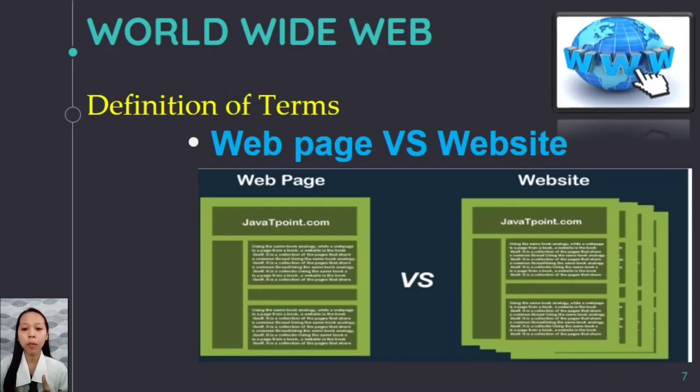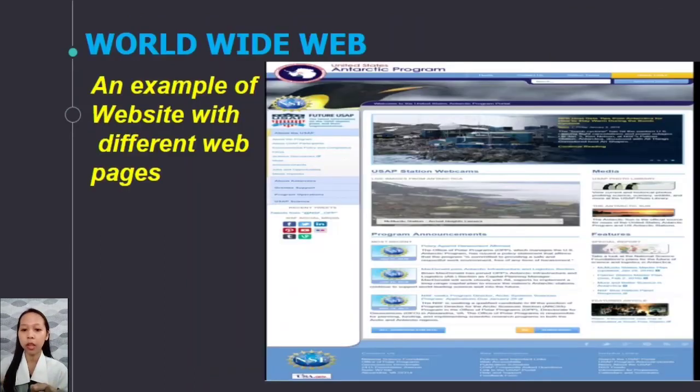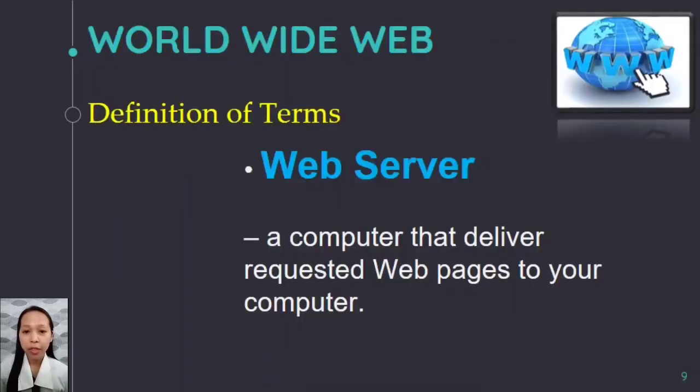Just like a book, a single page, if we were to compare it or link it with the World Wide Web, is a web page. But if it has a lot of pages, with a lot of chapters or modules, it is now called a website. The next term that we're going to define is the web server. It is a computer that delivers requested web pages to your computer.